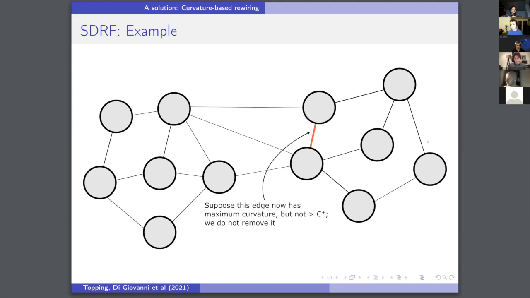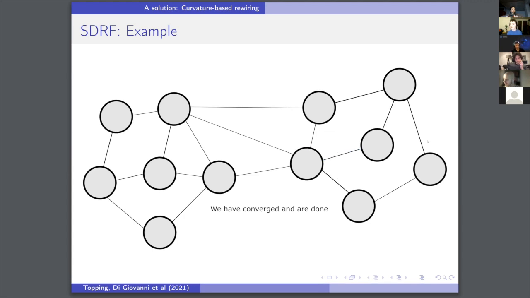We don't remove it. Then suppose we've come to convergence: take this edge and suppose it has minimum curvature, but there are no candidate edges that you can add that will improve the curvature of this bottleneck, or non-bottleneck in this case. And once those two have happened in a row, we're converged and are done. So this is our initial curvature-based rewiring method.